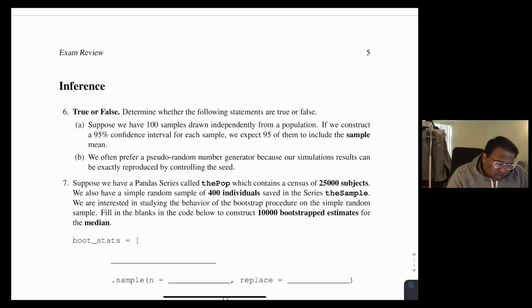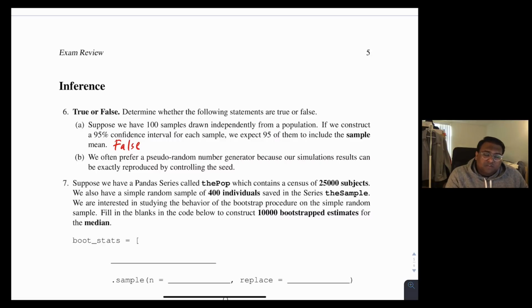Okay, now on to the last few questions in the worksheet. So first, some inference true and false. So A, suppose we have 100 samples drawn independently from a population. If we construct a 95% confidence interval for each sample, we'd expect 95 of them to include the sample mean. So that's actually false. And it's because this question doesn't really make any sense. We use the sample means to create our confidence interval. So all of them will include the sample mean.